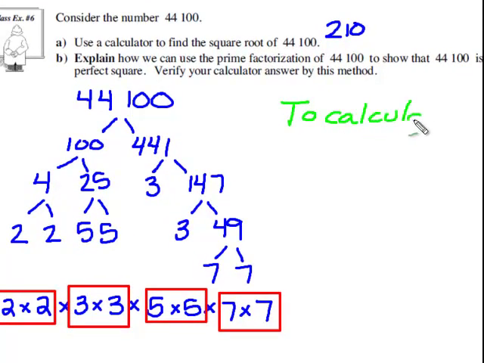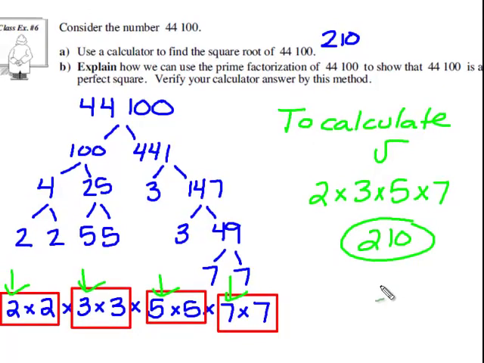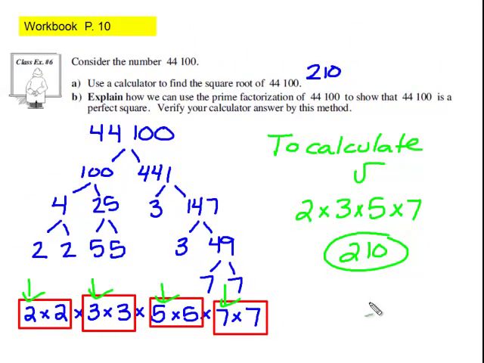So to calculate the square root, I take one of each of these pairs of factors. 2 times 3 times 5 times 7. That makes 210. And as we showed earlier, we do know that the square root of this number is 210.